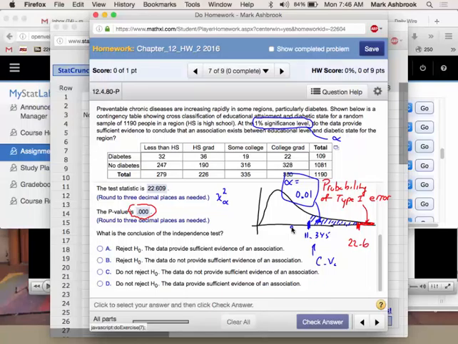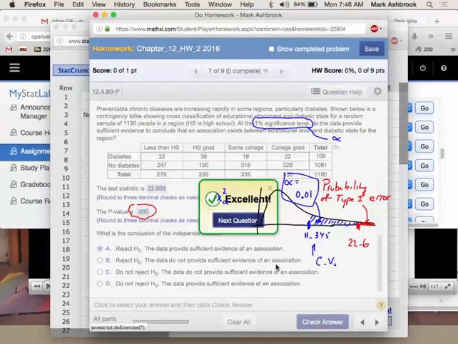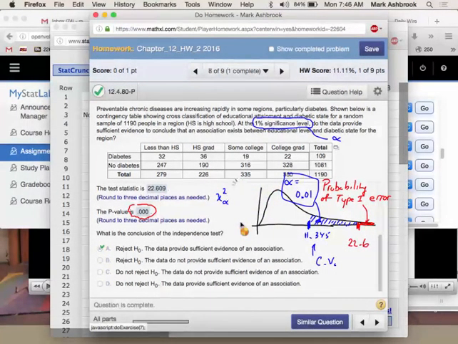Okay. So what are we going to do? Reject or do not reject? Reject. Because the data do provide evidence or don't provide sufficient evidence? We reject because there is some evidence to suggest an association.